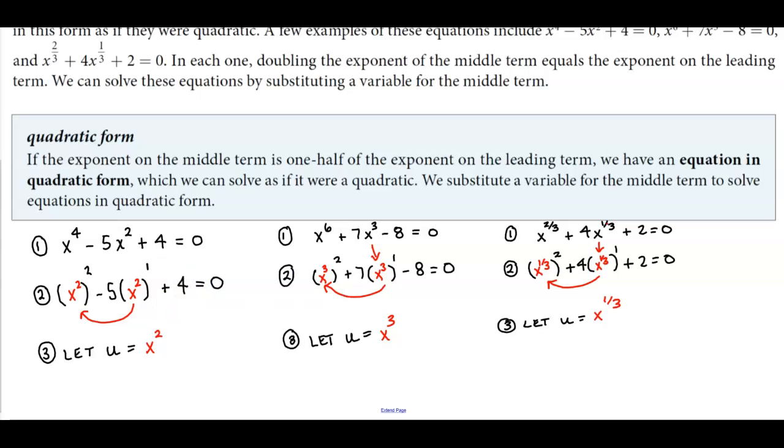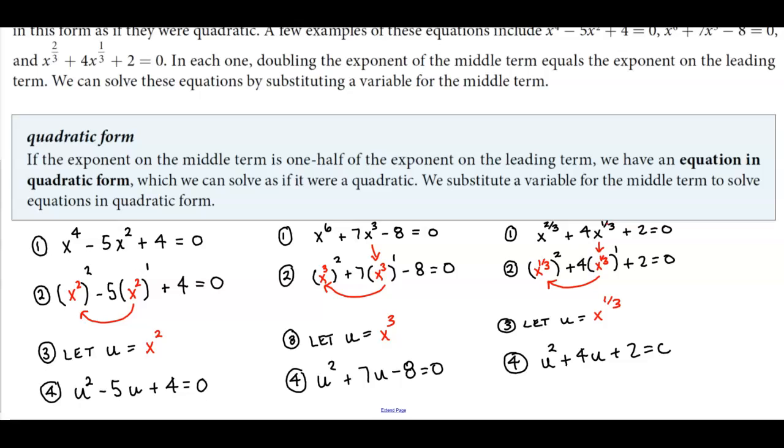Okay? And then the last thing that I'm going to show you on this is how we put it in quadratic form, which is the reason why we have an equation in quadratic form. Because now, instead of writing x squared, it's going to be u, and then we're going to square it, minus 5, we're putting in u to the first power, plus 4 equals 0. And then over here, step 4, we're going to let u equal x cubed, so we're going to get u squared plus 7u minus 8, which is equal to 0. And then over here, we got u, which is x to the 1/3, again it's squared, plus 4u plus 2, which is equal to 0.